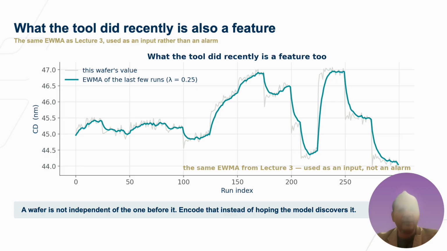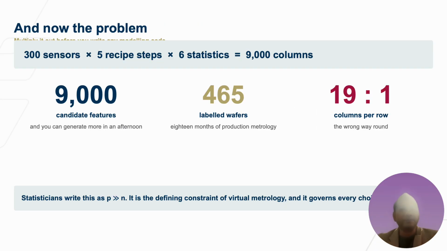A wafer at 45.3 on the way up is in a different situation from a wafer at 45.3 on the way down. Encode the time structure instead of hoping the model discovers it. With 400 labels, it will not discover it.